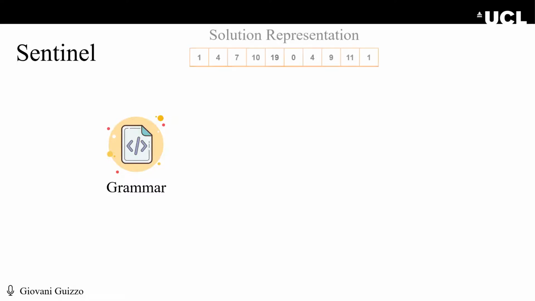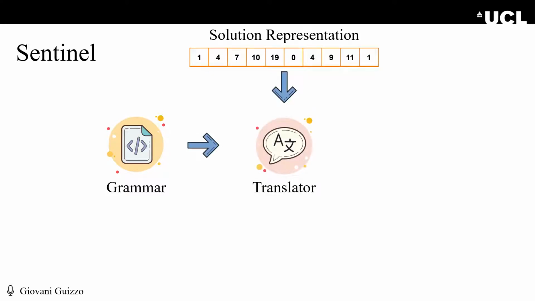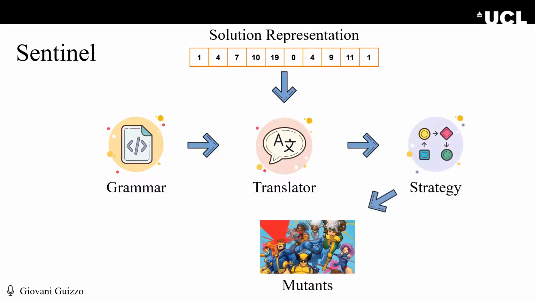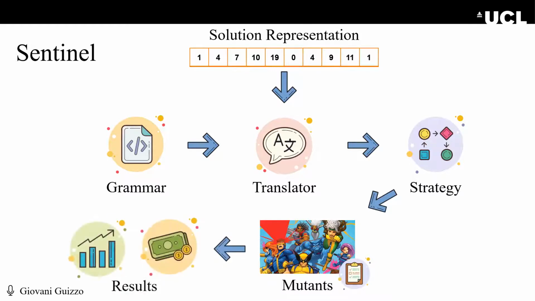How does Sentinel really work then? Well, it first receives as input a grammar with all the rules needed to build the strategy, dictating how the building components can be placed together. Then the solution in a low-level representation goes through a translator to decode it using the grammar into a full working strategy. Then, this strategy is executed to generate and select mutants. Those mutants are in turn executed against the test suite, and we finally obtain the results in terms of cost, in this case execution time, and the mutation score.